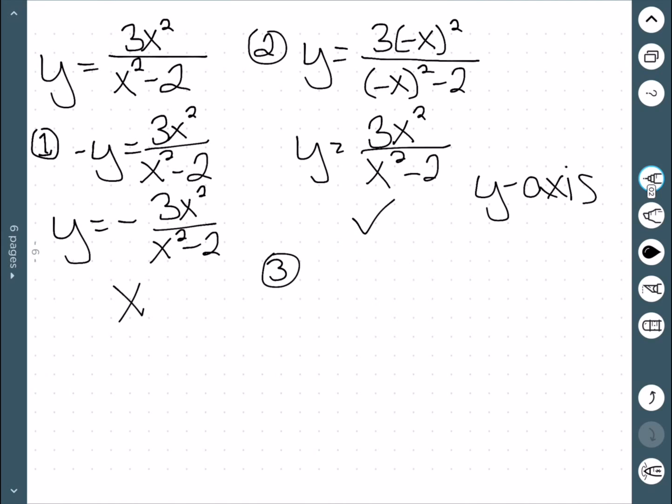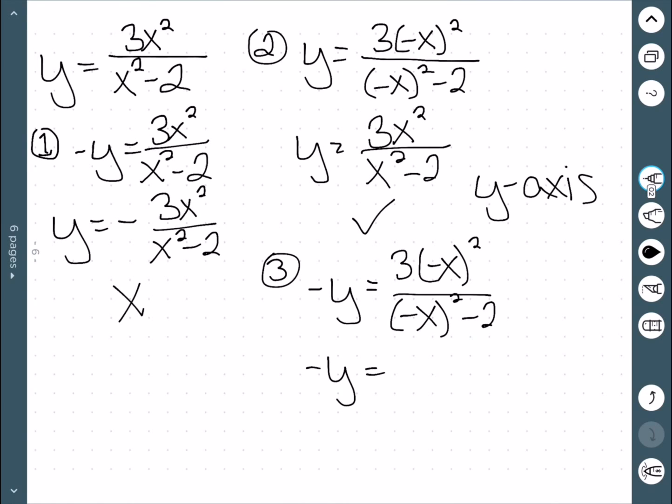Finally, we want to check if we have origin symmetry. So I'll replace both x and y. When I do this in this equation, the right becomes 3x squared over x squared minus 2, and I can see that I'm back in the first case, which didn't work out. So there's no origin symmetry. In this case, we have only y-axis symmetry.